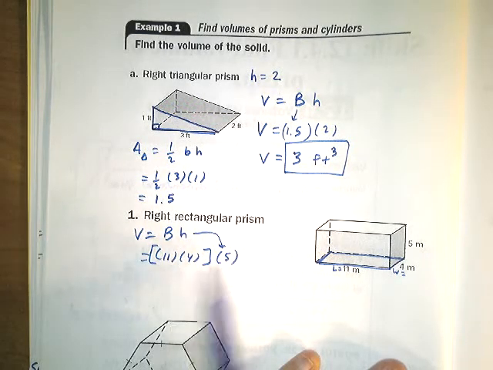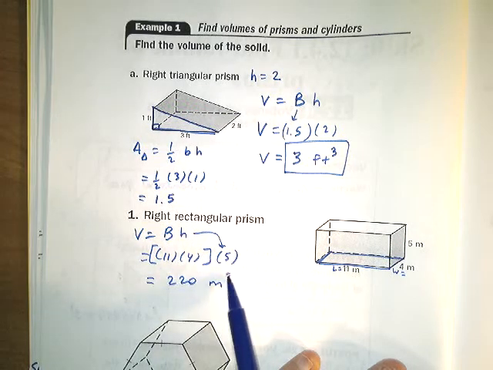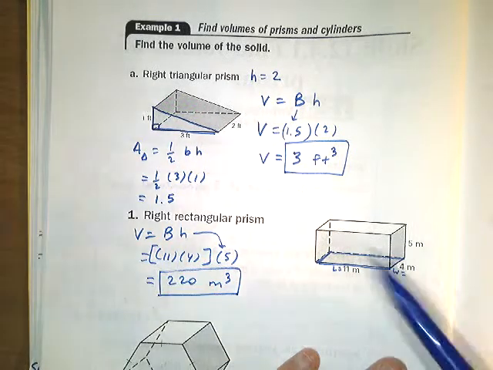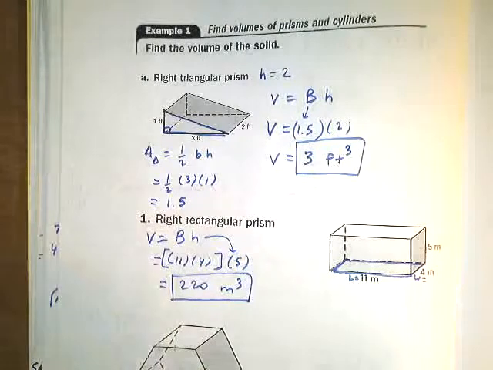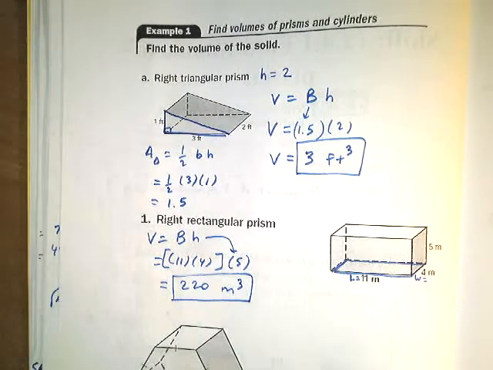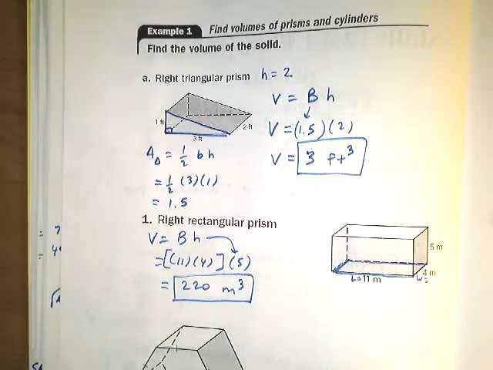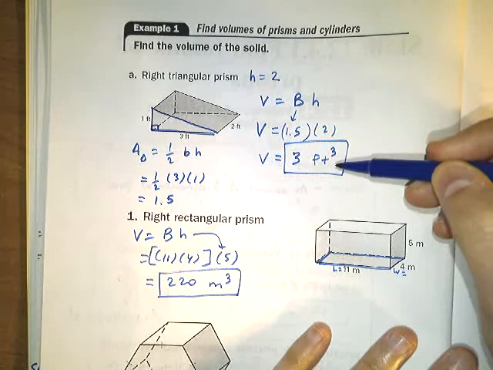So if I multiply 11 times 4 times 5, I get 220 cubic meters. Notice that it's cubic meters, not square meters. When we're measuring just a surface, we measure that area and we write square units on it: square feet, square inches, square meters, whatever. When we're talking about how much space something takes up in 3 dimensions, then we use cubic units.